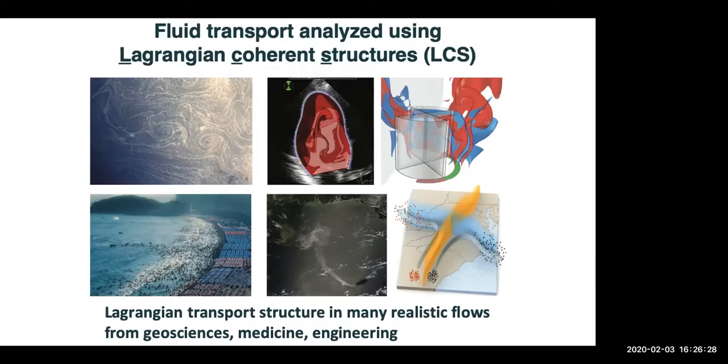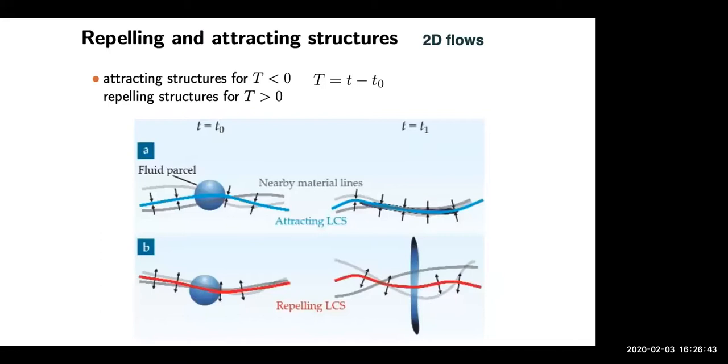This is the inside of a human heart, a revolving door. And then we've got atmospheric things going on. So these are tools. They were developed about 15 years ago, and now they're being used in a bunch of different areas. So these Lagrangian coherent structures. The basic idea is pretty simple.